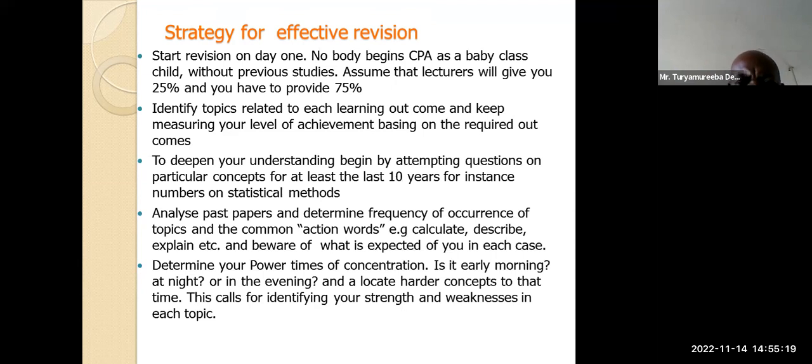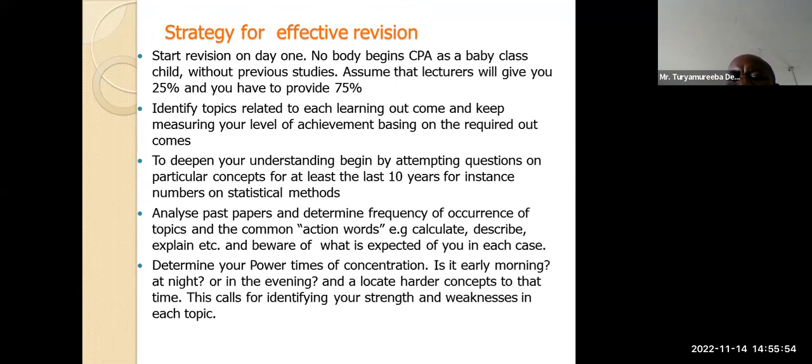Get every paper that you come across, classify the questions. Are these optimization problems? Are these about mathematical modeling? Are these about statistical methods? How many are they out of the paper? How many can I attempt? Am I strong in only statistical methods, or can I also formulate problems and solve them? So identify the topics related to each learning outcome. Don't sit there and say, I can do anything coming from measures of central tendency. You are just in one area, you can only pass one question or two.